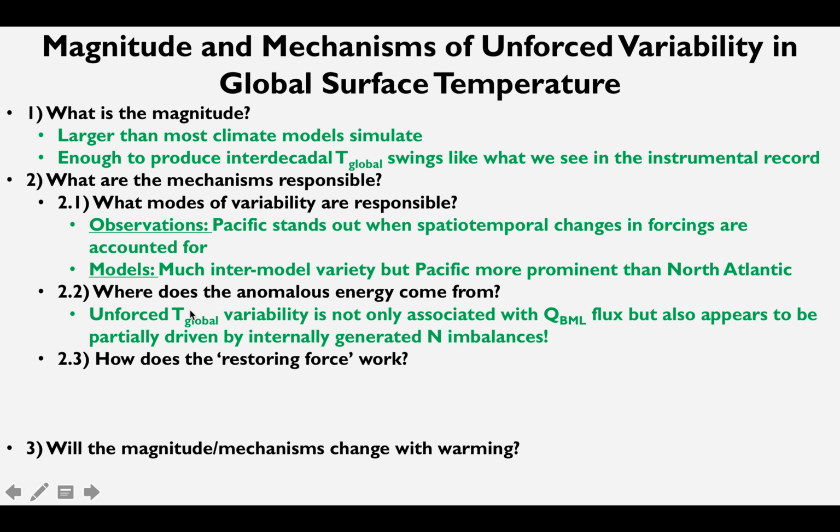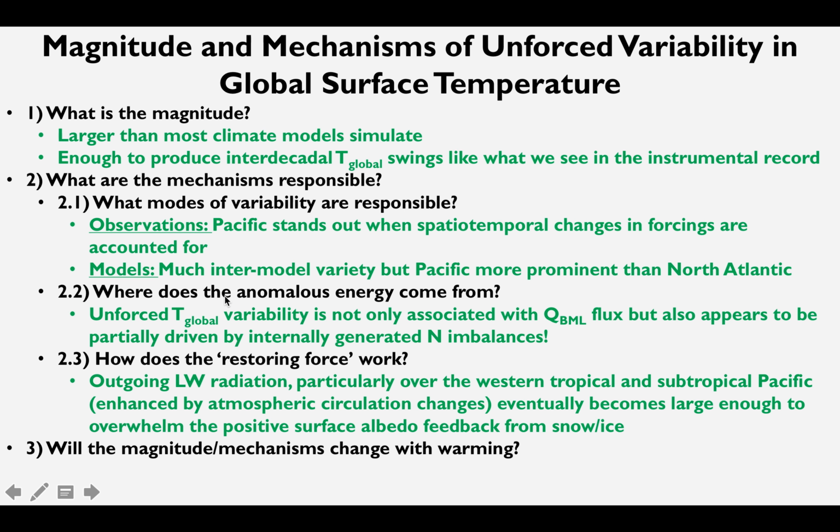Where does the anomalous energy come from? Well, we found that unforced global temperature variability is not simply associated with the flux of energy between the ocean mixed layer and the deeper ocean, but it can also be partially driven by internally generated N imbalances, or imbalances at the top of the atmosphere. So both in the cloud long wave and cloud short wave, as well as the clear sky short wave, these are all enhancing global temperature variability.